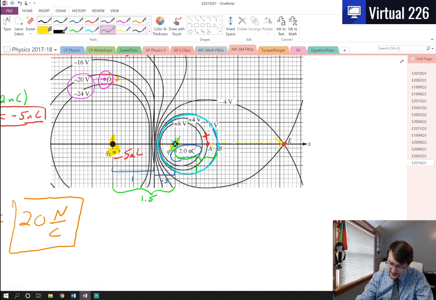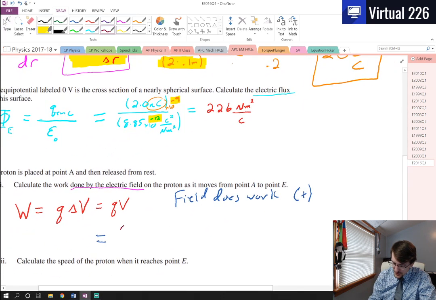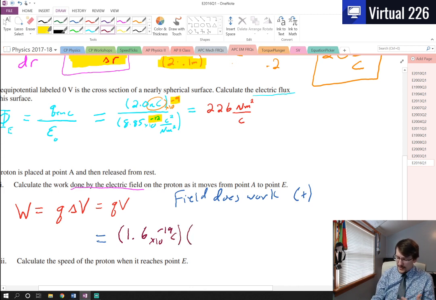The only things I need here is to recognize that this isoline is negative 4 volts, and I'm starting at the isoline of a positive 4 volts. So with that, I just need the charge of a proton, 1.6 times 10 to the minus 19 coulombs. And then I just need the final minus initial potentials. So our final is the minus 4 volts minus our initial potential, the 4 volts.